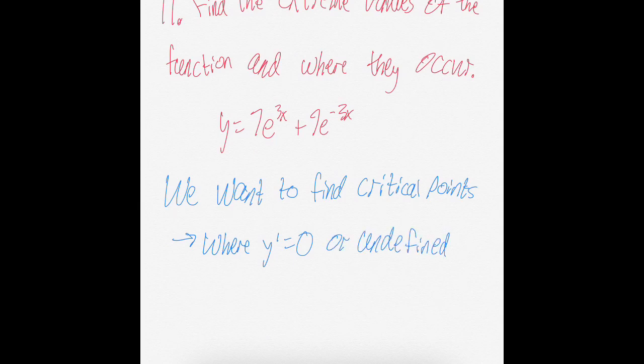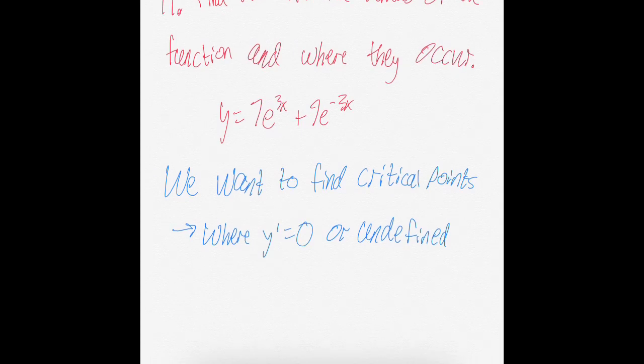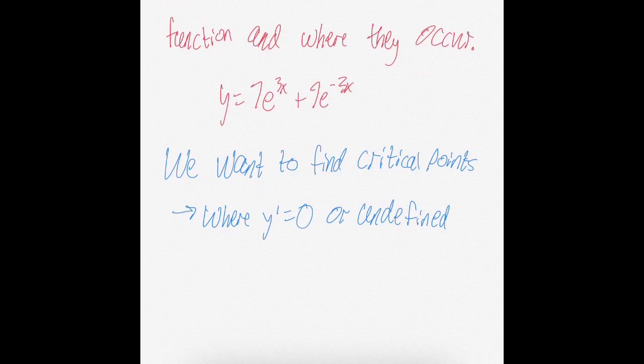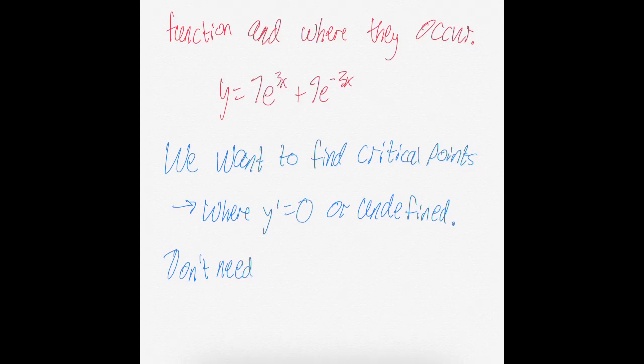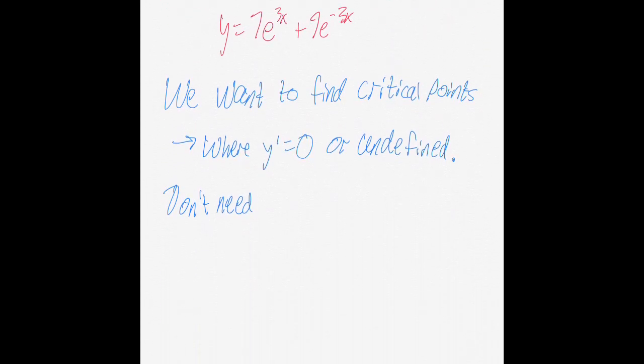And that is where y prime equals 0 or undefined. If we had endpoints of an interval, we would also have to check those for extreme values. But in this case, this function is defined over the whole real number line. So we don't need to check endpoints here because our function isn't defined just over some closed interval.